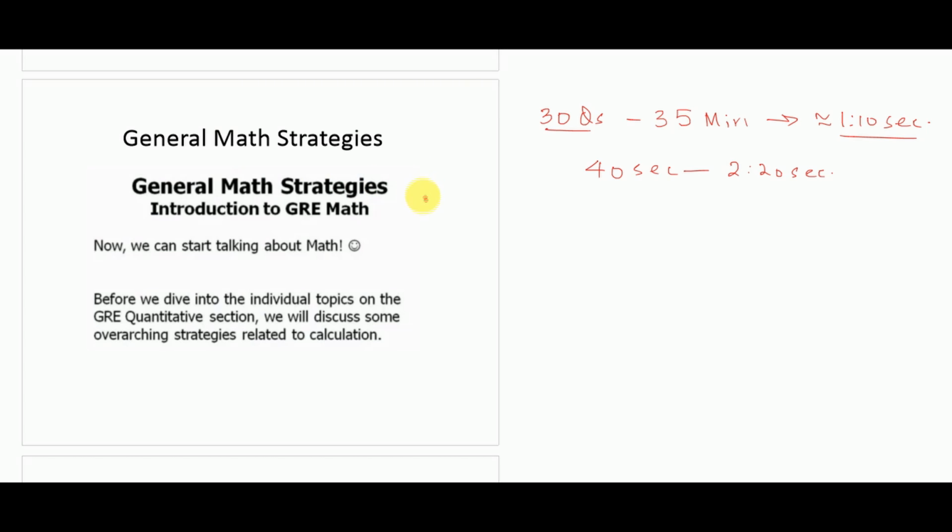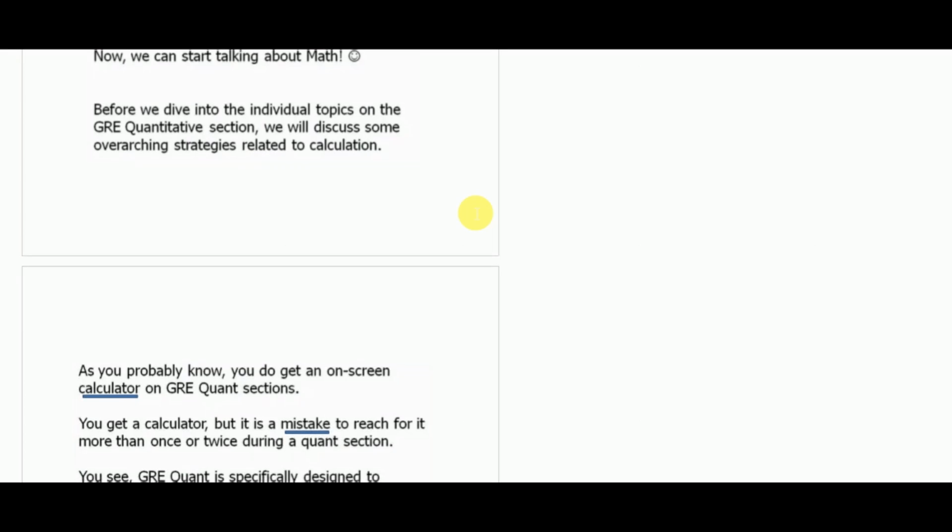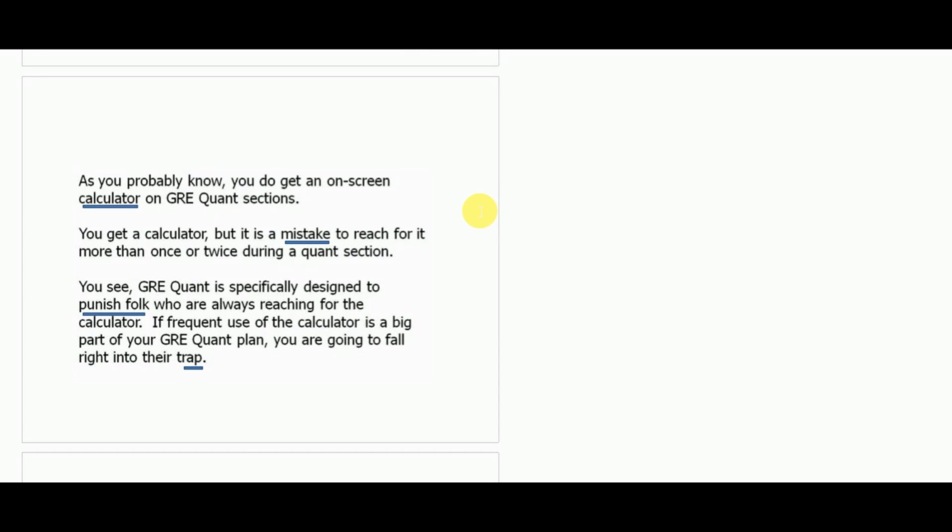By the end of the time of a certain section, you may have solved many questions correctly, but you may also have wasted a lot of time. And finally, what happens is that students end up leaving 4, 5, 6, maybe 7 questions at the end. So that's not something that you want. So let's see how you can improve your time on the quantitative section.